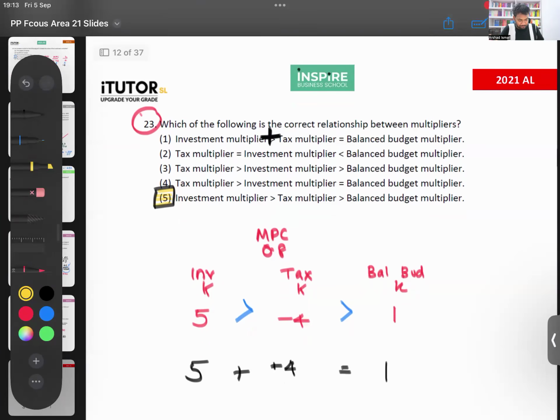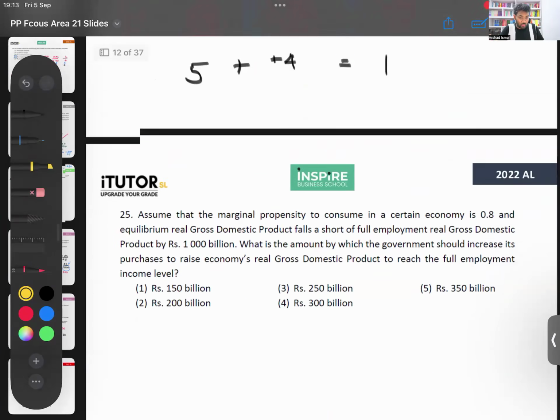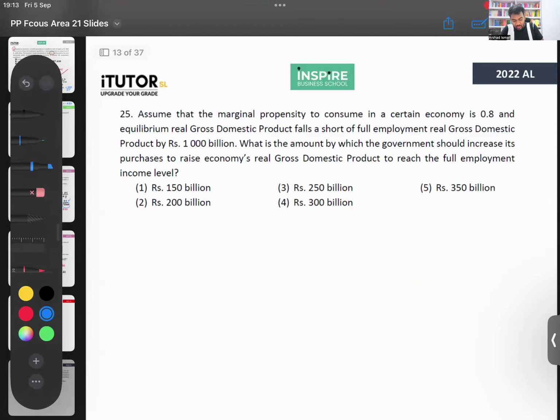Then the next one, 2022 question 25. Question is saying, assume that the MPC is 0.8 and equilibrium GDP falls short of full employment GDP by 1,000. Okay. What is the amount government spending should increase by to raise the national GDP to full employment? Easy, right?